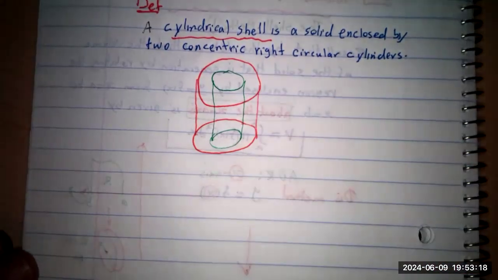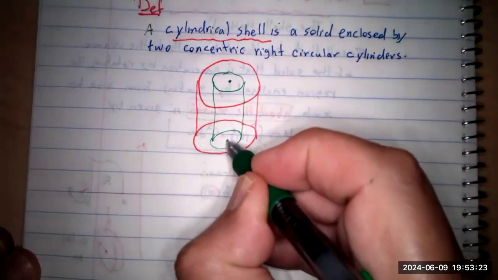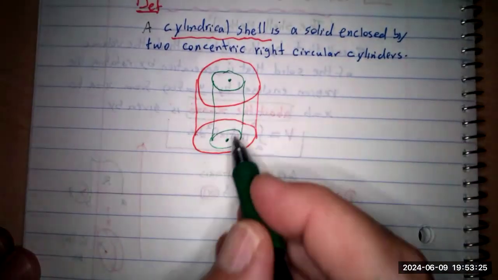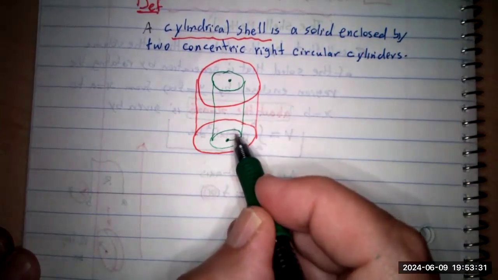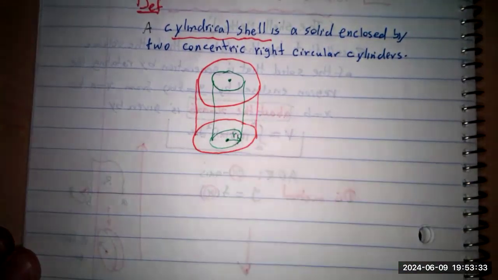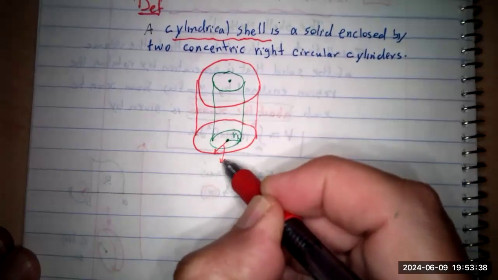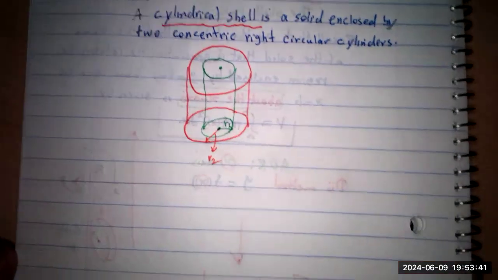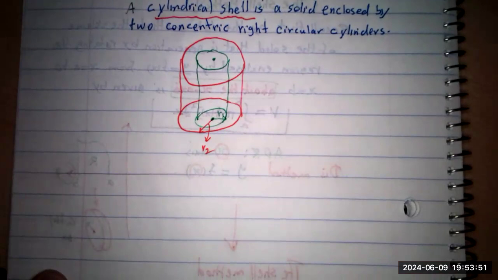So the centers are going to be the same, but two different radii. The radius of the inside one, let's call this one R1. Then the bigger one, call this one R2. So it's a kind of double cylinder that I'm going to consider. We would like to know what the volume is going to be.